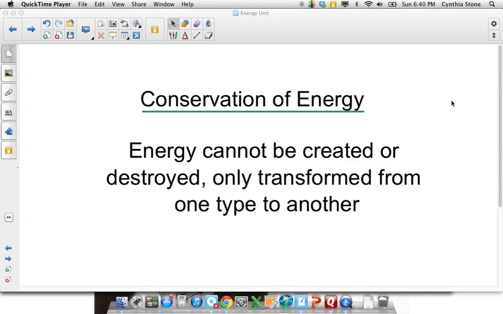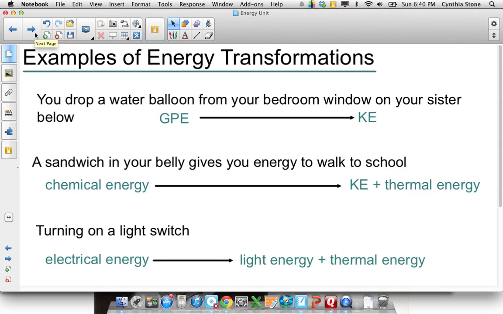Looking at perhaps the most important topic of the course, energy transformations or conservation of energy, meaning that, as you can read yourself, energy cannot be created or destroyed, only transformed from one type to another. So what I mean by that, if we look at a few examples, imagine you drop a water balloon from your bedroom window onto your sister, and she's on the ground below.